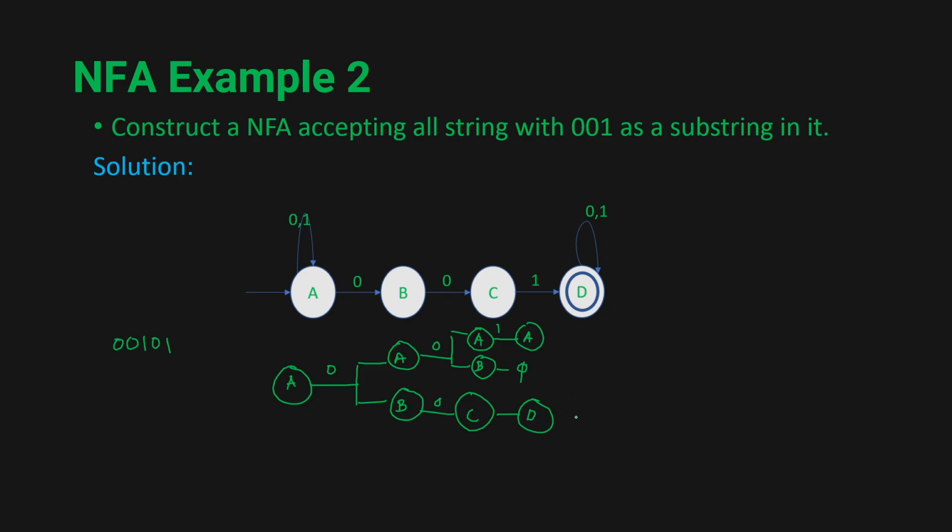Okay, after that in state D, if we get input 0, where are we going? We are staying in state D itself. So we get input 0, we go to state D. And in state D we get input 1, we are still in state D only. Is any one of these three states, that is A, null, and D, a final state? Yes, D is a final state. So hence this string is accepted. Okay, so this is how we construct a NFA based on the strings.